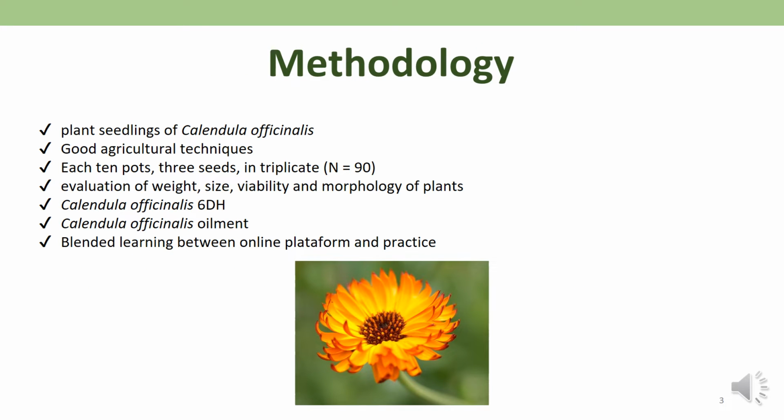The methodology consisted of planting seedlings of Calendula officinalis with good and supervised agricultural techniques, with 3 seeds in each of 10 pots, in triplicate, for a total of 90 experiments. Because of the many barriers caused by the COVID-19 pandemic, there were no strictly controlled conditions as would be ideal, which led to the decision of choosing a manipulated ointment, with all the rules of production guaranteed, in order to treat the patients' varicose and oral ulcers. Still, the seedlings would continue to be analyzed for their weight, size, viability, and morphology.